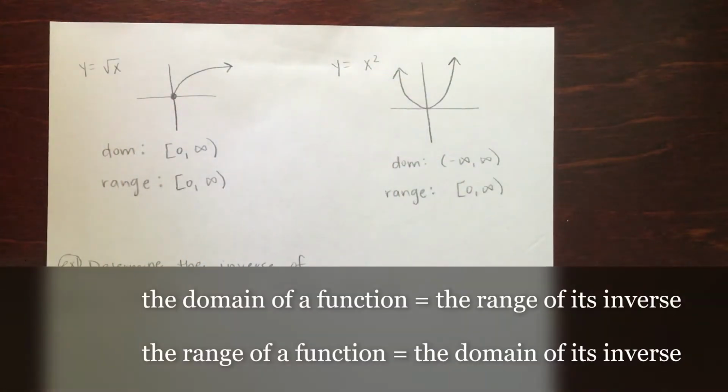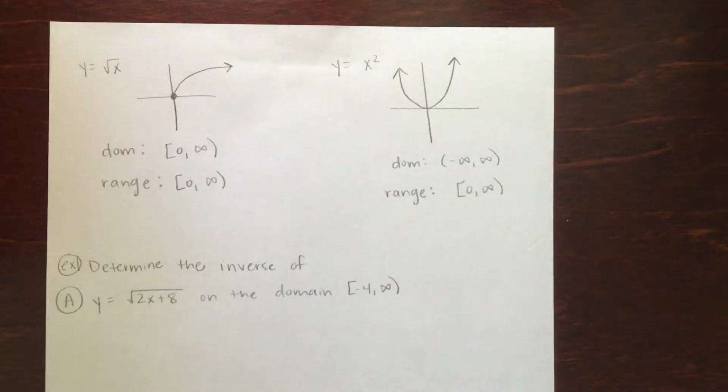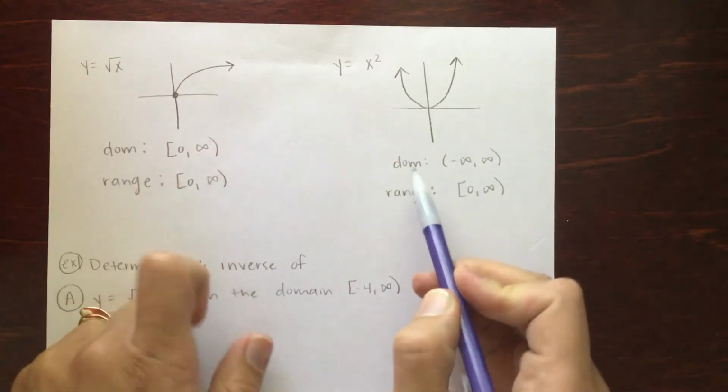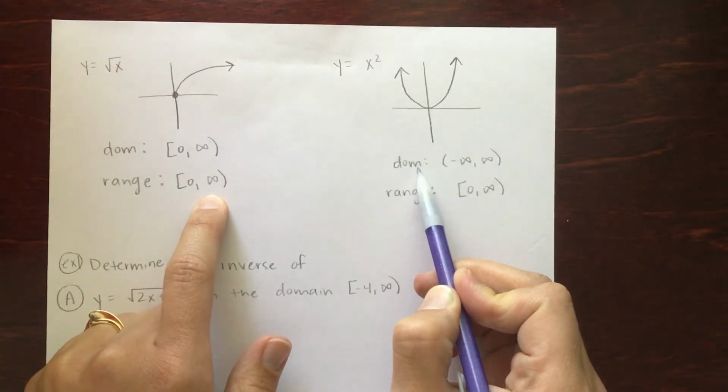The domain of a function has the same range as its inverse, and the range of a function has the same domain as its inverse. So in order for these two functions to be inverses, the domain has to equal the range, and the range has to equal the domain. Ooh, here's our problem. But there's a way around it.